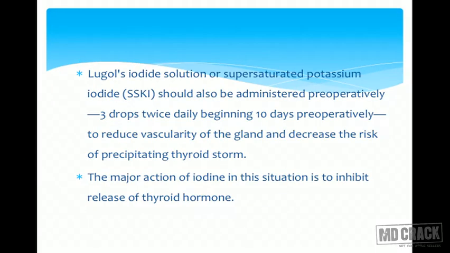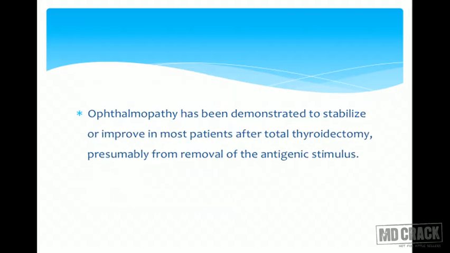Friends, now a few words on Lugol's iodine. Lugol's iodine solution, or supersaturated potassium iodide solution, should be administered preoperatively. The dose is 3 drops twice daily beginning 10 days preoperatively to reduce the vascularity of the gland and decrease the risk of precipitating thyroid storm. The major action of iodine in this situation is to inhibit release of thyroid hormone.